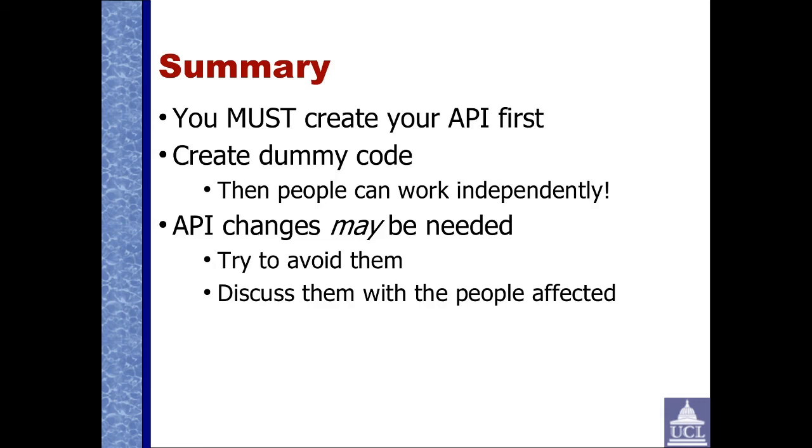If you do need to make changes, then you need to talk to the people affected. So if you are the front layer developer writing the CGI script, then you need to talk to the person developing the business logic layer and get that person to implement the changes for you. Similarly, if the business logic layer needs some other functionality from the data access layer, then the business logic layer person needs to talk to the data access layer person.